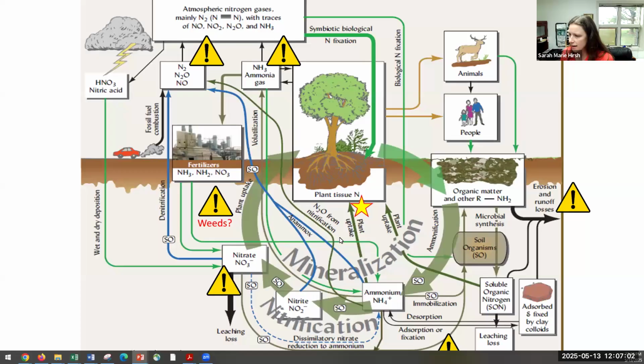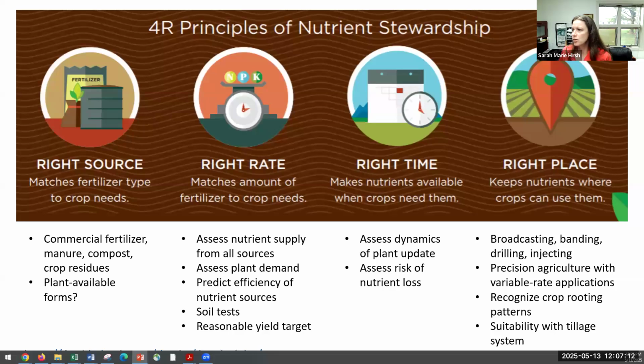So we'll come back to this diagram and these different processes, but now I'm going to shift gears to talk about what we could do to try to retain that nitrogen in our system and prevent it from being lost through those different pathways.